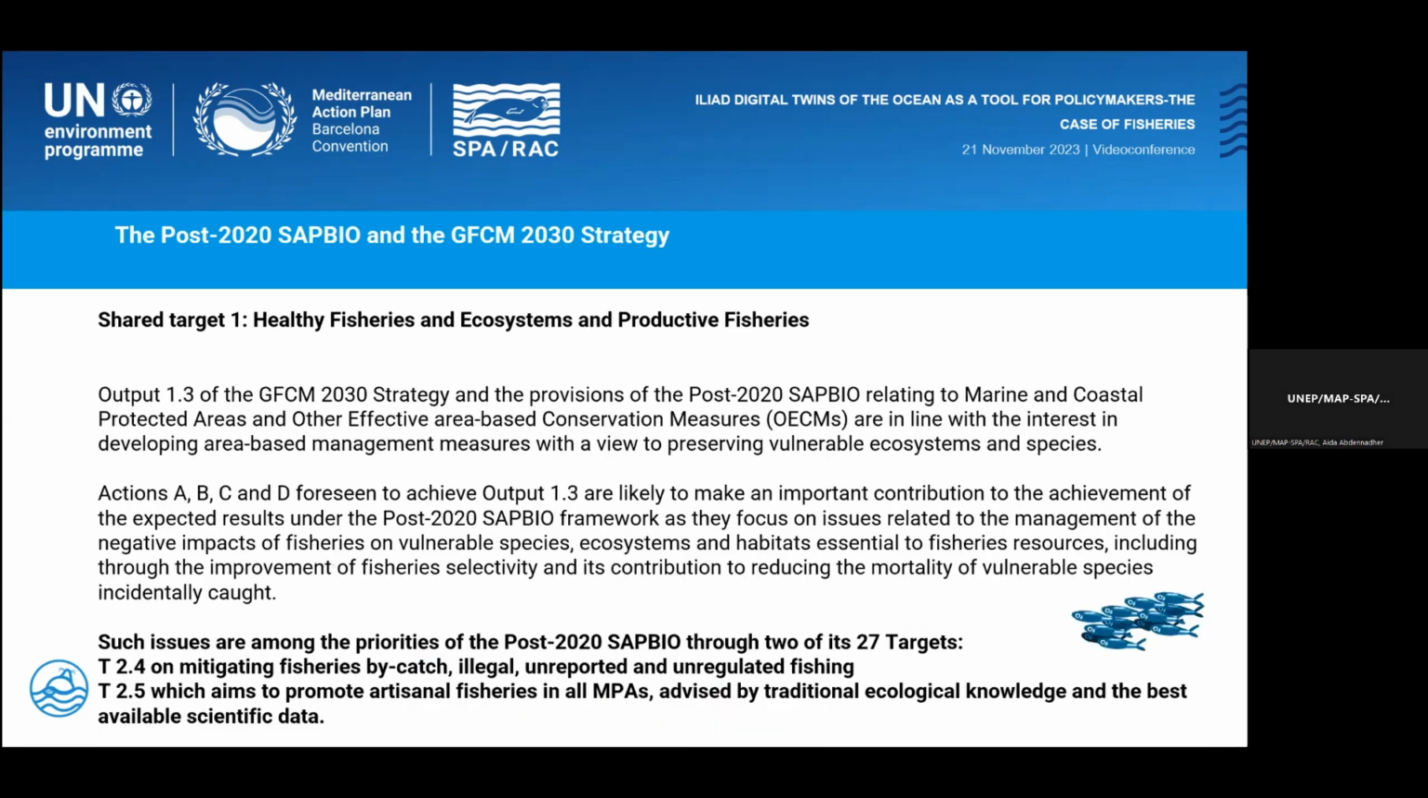Output 1.3 of the GFCM strategy and the provisions of the post-2020 SAPBIO relating to marine and coastal protected areas and OECMs are in line with the interest in developing area-based management measures with a view to preserving vulnerable ecosystems and species. Such issues are among the priorities of the post-2020 SAPBIO through 2 of its 27 targets. We can cite target 2.4 and target 2.5.